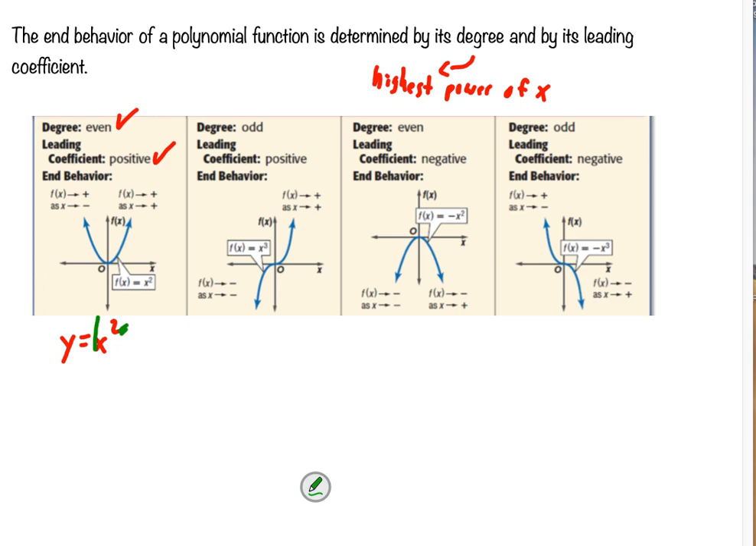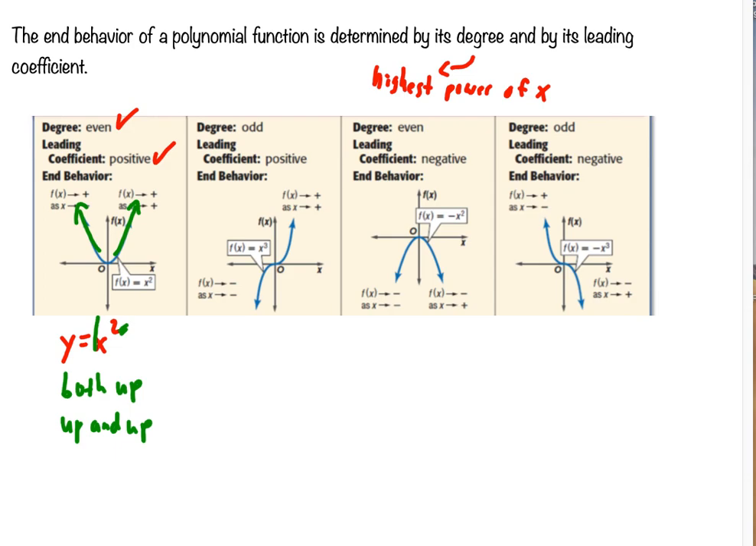So whenever you have a degree that's even and the leading coefficient is positive, look what's going to happen on the ends. As x approaches negative infinity, your y value is going to be positive. And as x approaches positive infinity, on the right-hand side, your y value is also going to be positive. So both of those are positive and going up. So I often say this is up and up on the ends.